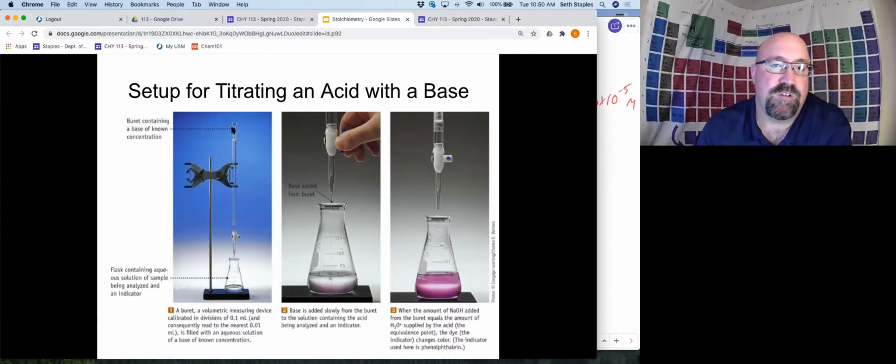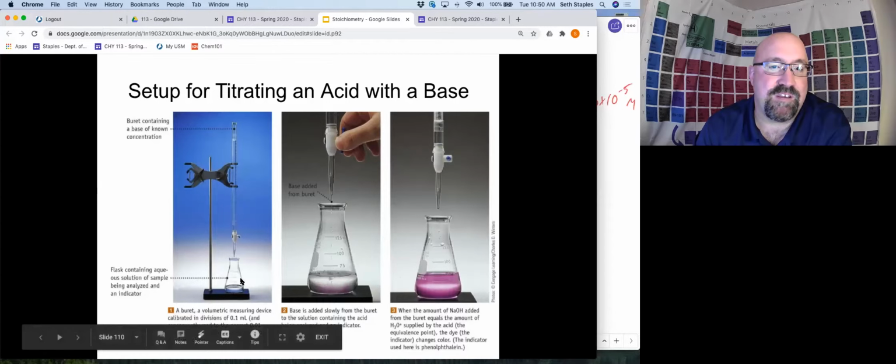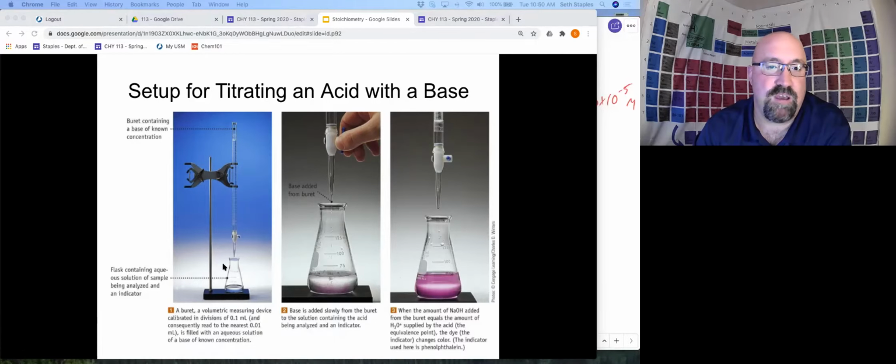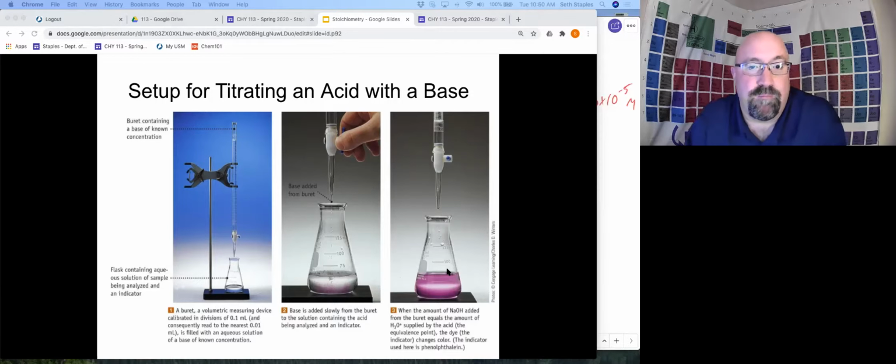So here we have a typical titration setup with a burette. We have a flask containing our unknown solution, or our solution of an unknown concentration down here. We're adding our base to that. And then when the whole solution becomes basic, our indicator turns pink. Our solution turns pink with the indicator, rather. And that tells us that the reaction is complete.